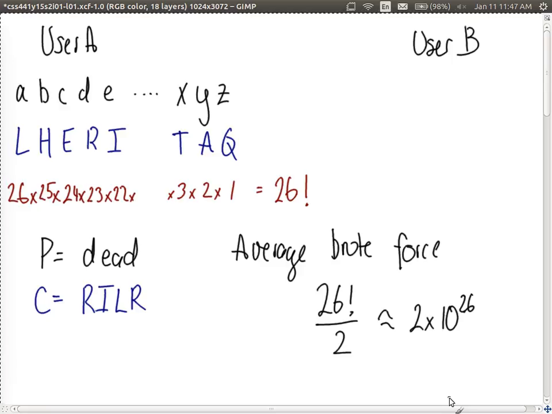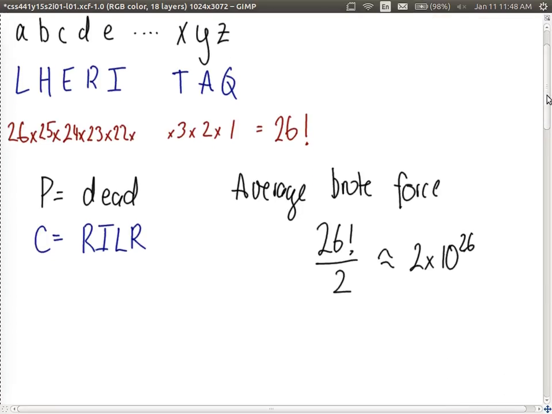Let's have a guess. I don't know how fast it is with this mapping, but let's say it's very fast. Let's put a number to it and say that my computer could try, I don't know, 10 to the power of 12, which is 1,000,000 billion decrypts per second.